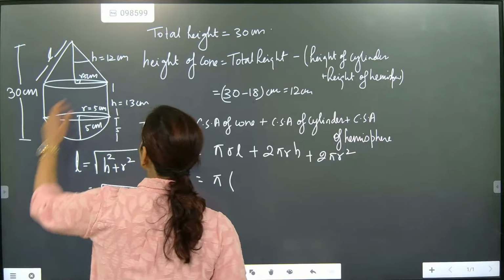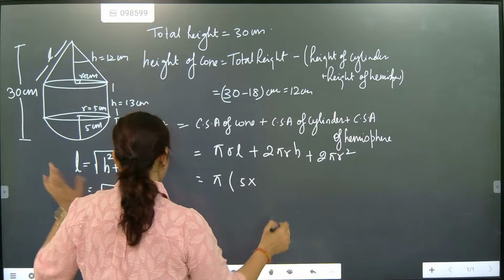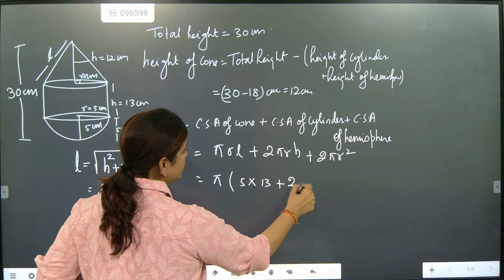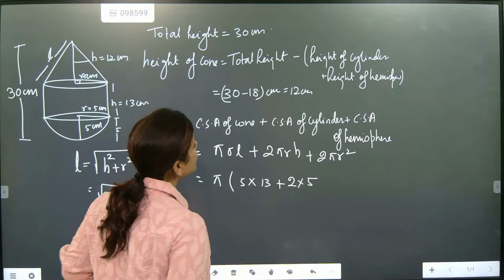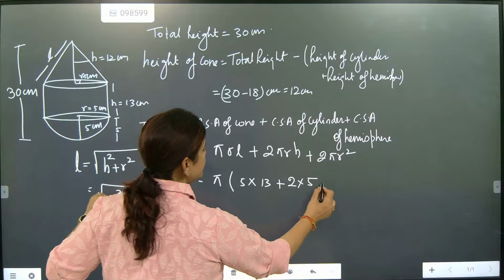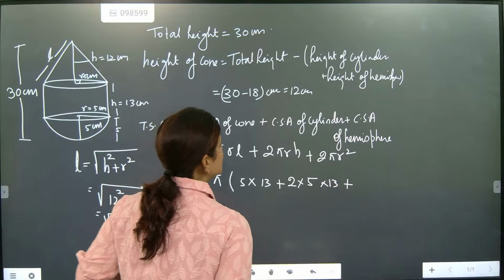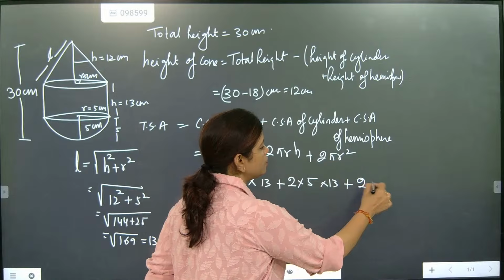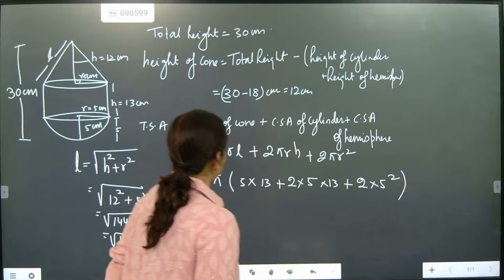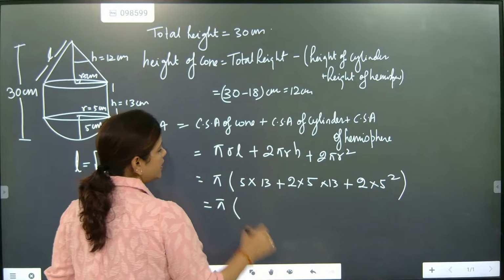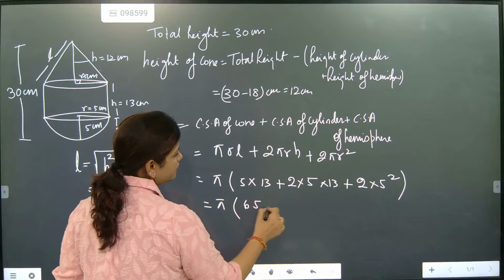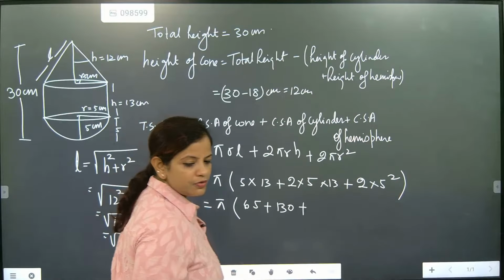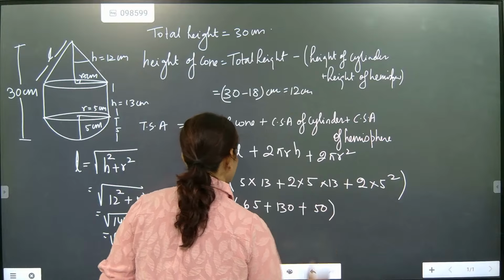Now the radius is 5, the slant height is 13, plus pi outside: 2 into radius 5, height of cylinder is 13. Plus 2 pi we have taken out, so 2 into 5 square. Now here it comes 5 times 13 is 65, plus 10 times 13 is 130, plus 25 into 2, 50.